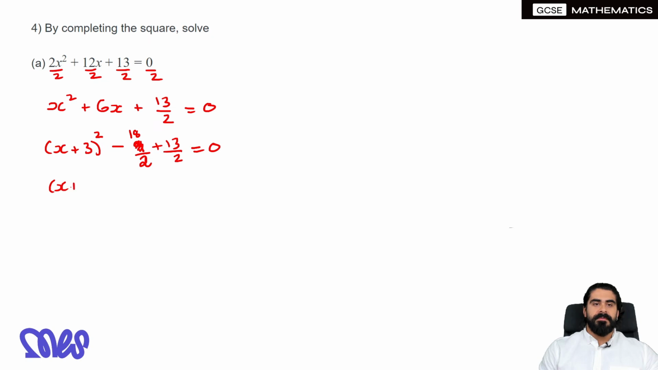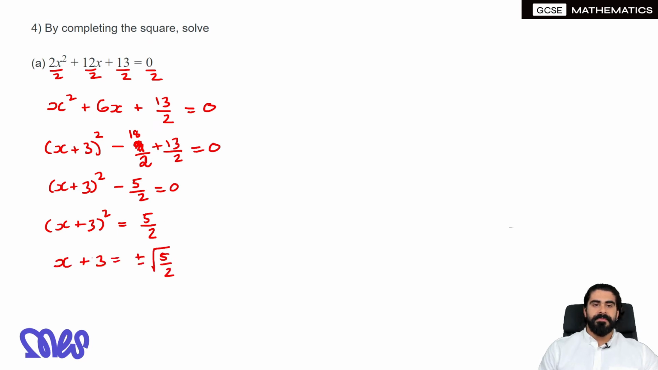So we're left with (x + 3)² minus 18 plus 13, which is minus 5 over 2, equals 0. Move the 5 over 2 over. Then we root both sides, and then we subtract 3. So we have minus 3 plus or minus root 5 over 2.